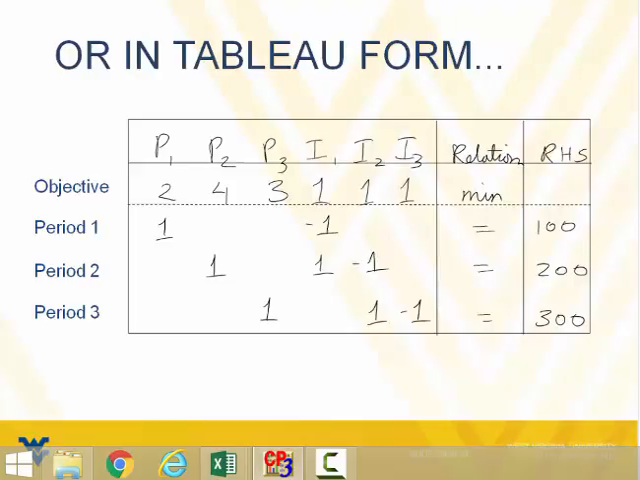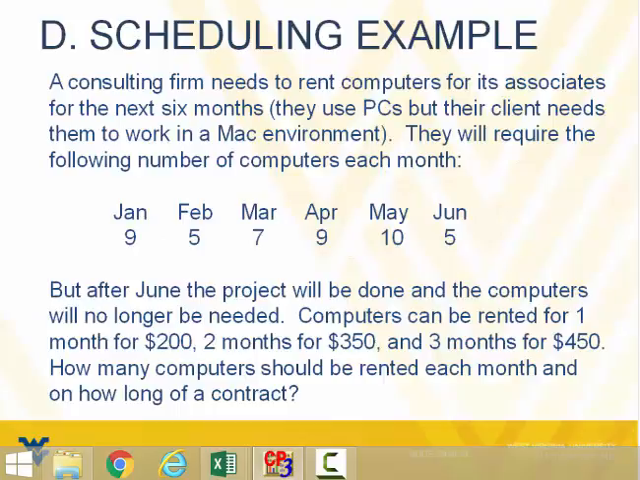Okay, so hopefully you got a chance to look at the scheduling example. We've got 6 months worth of scheduling requirements in terms of the maximum number of machines that we need. We have 3 different contracts. So the first question, what is our objective? Minimize costs, right? Now, what is the decision that we have to make to minimize costs?